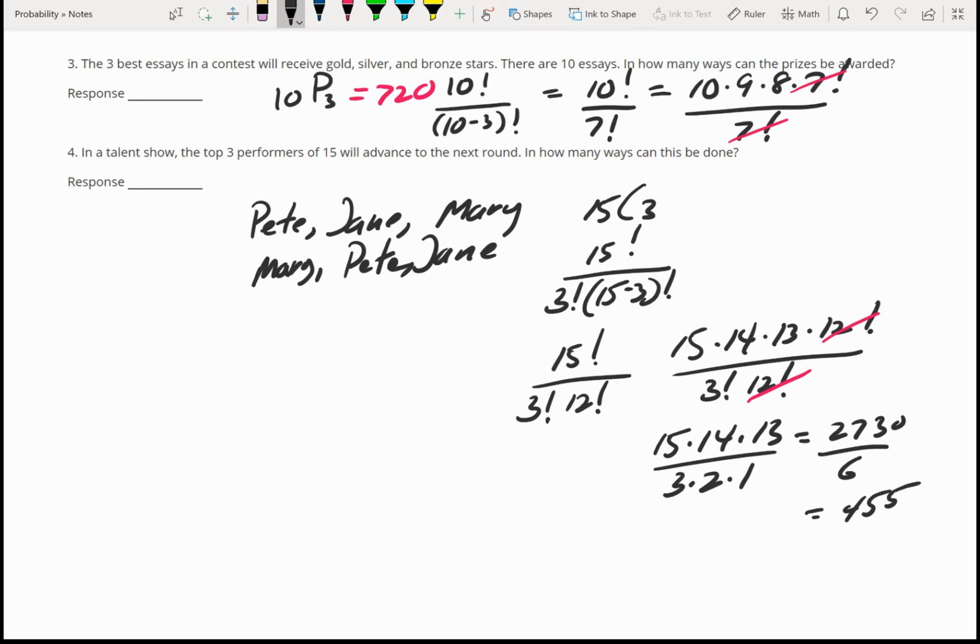Okay. So I bet you some of you were dividing by 3 and not 3 factorial. Guys, we're working with factorials here. 3 factorial is 3 times 2 times 1.